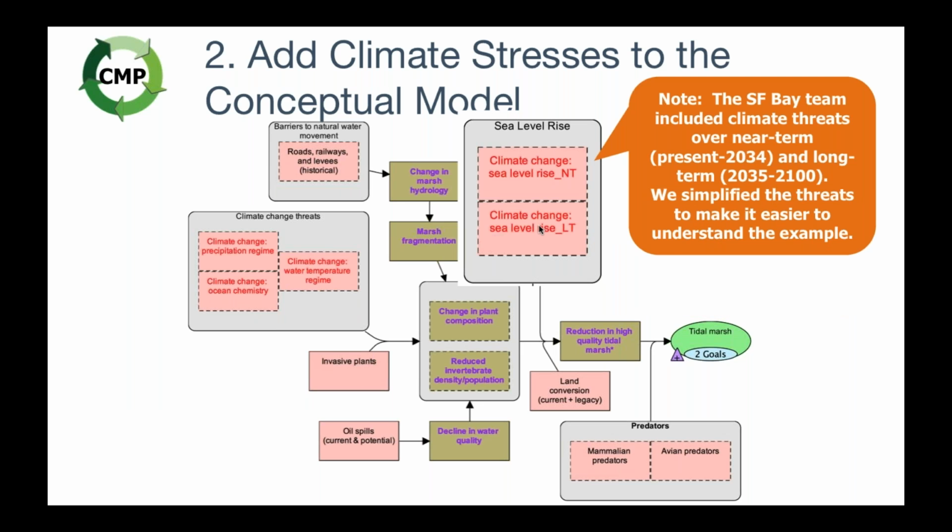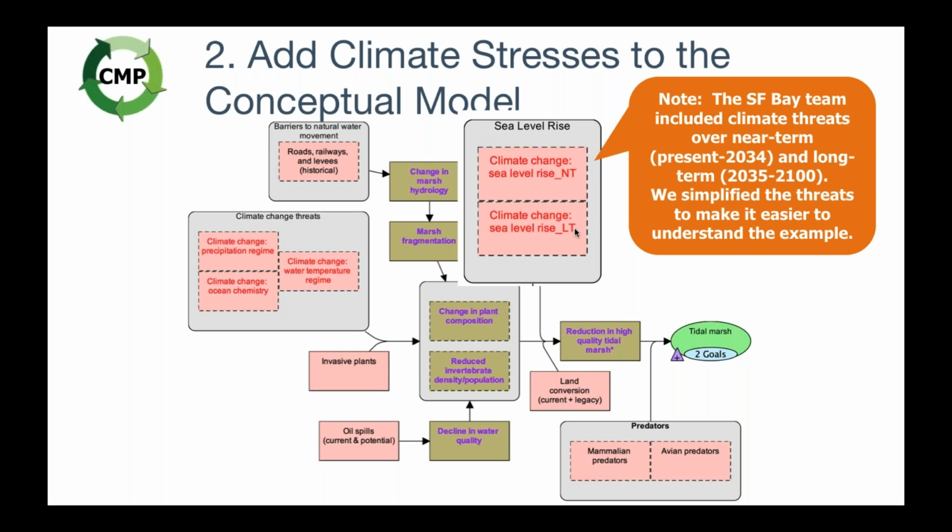Now, in their climate conceptual models, they included climate threats twice, basically. They included them with different time frames. One was the near term, which they defined as the present to 2034, and one was the long term, from 2035 to 2100. So sea level rise in the near term, sea level rise in the long term.